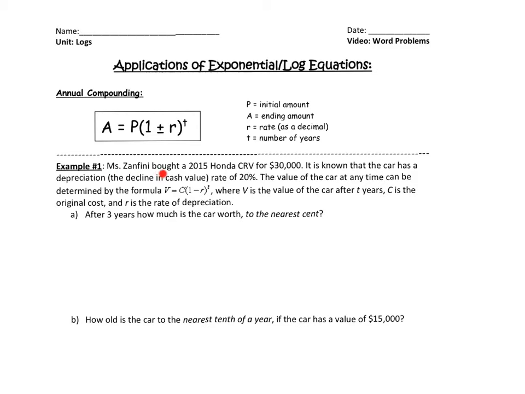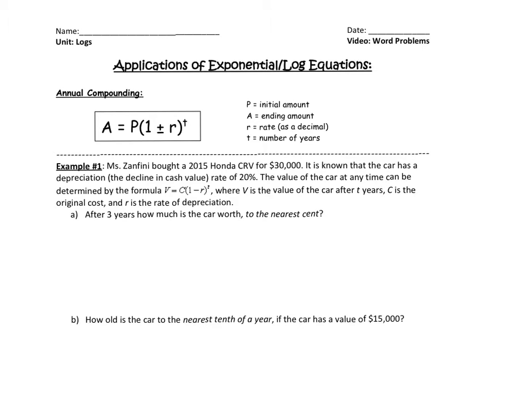It says Miss Ampini bought a 2015 Honda CRV for $30,000. It is known that the car has a depreciation, or the decline in value, rate of 20%. The value of the car at any time can be determined by the formula V equals C(1 minus R) to the T, where V is the value of the car after T years, C is the original cost, and R is the rate of depreciation. So part A is asking, after 3 years, how much is the car worth?